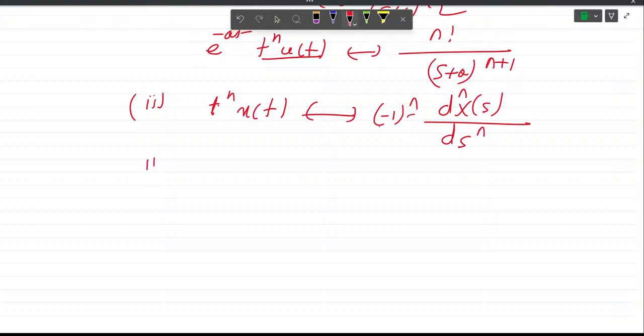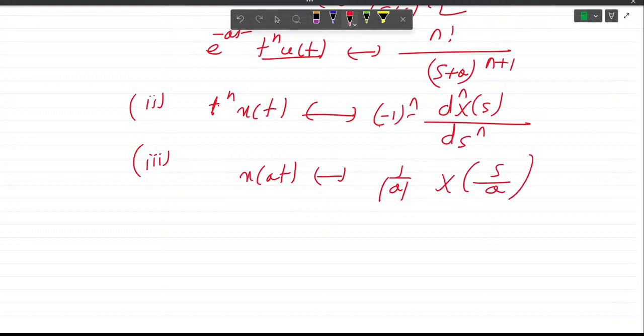Then folding, the time scaling property, normally does not come into picture in network theory questions, but it is very much a part of signals and systems. It is 1 upon magnitude of a times X(s plus a). You can easily prove all these things from the definitions.